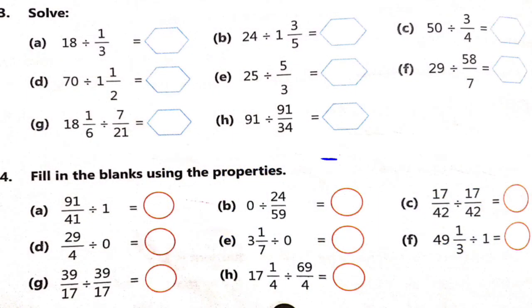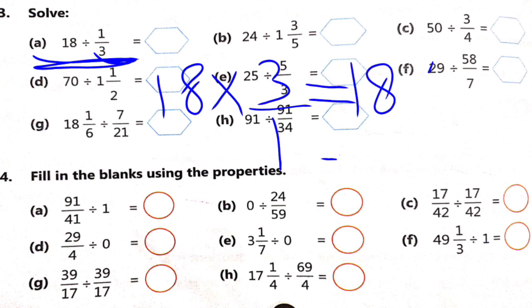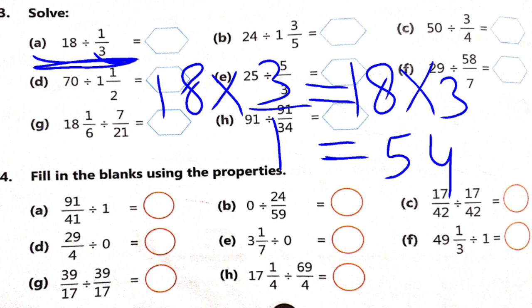In question number 3, this is a case of a whole number divided by a fractional number. Then what will you do? The rule says write the whole number as it is, change the division sign to multiplication and take the reciprocal of the other term. What becomes the reciprocal of 1 upon 3? It becomes 3 upon 1. So write 18 multiplied by 3. 18 threes are 54. So that is your final answer. Now move to the next question. All are the same, you can solve them yourself.